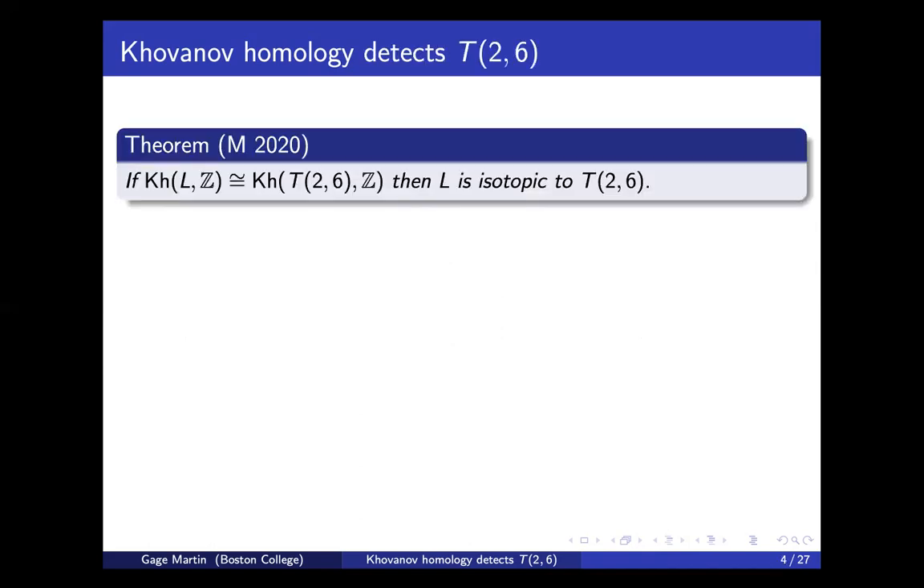In this talk, we'll give more details about how to prove this theorem that I showed: if the Khovanov homology of your link L is isomorphic to the Khovanov homology of the torus link T26, then L is actually isotopic to T26. Another way of saying this is that Khovanov homology detects the link T26. We'll cover all the framework we need to prove this detection result.